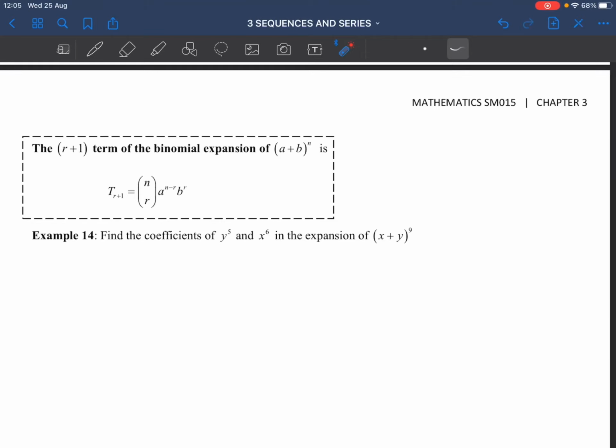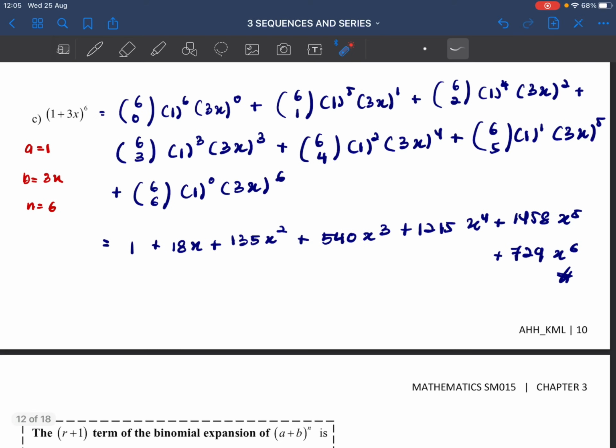Okay, so now we are going to continue on the next part. We are still in case 1, which is your n is positive. We have already seen how to expand this binomial expansion by using the formula. You know, this is nCr. Your power of a must decrease. Your power of b has to increase. Okay, so that is how we do binomial expansion.